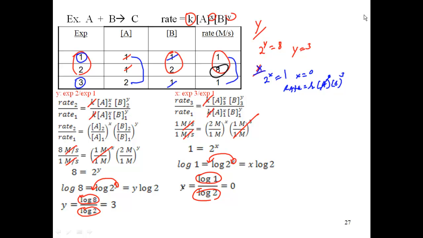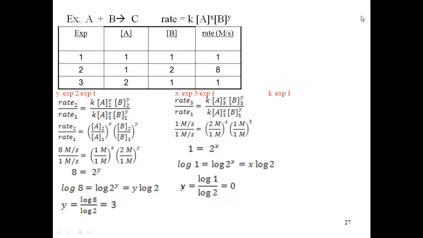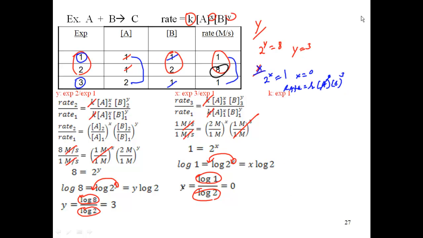So now I have my x and my y. Same values I had before. But to finish this problem, I have to solve for k as well. So now I can plug in any set of data, my experiment 1, 2, or 3, and solve for k. So let's go ahead and do that. I like choosing the first one. So I'll choose experiment 1 data.